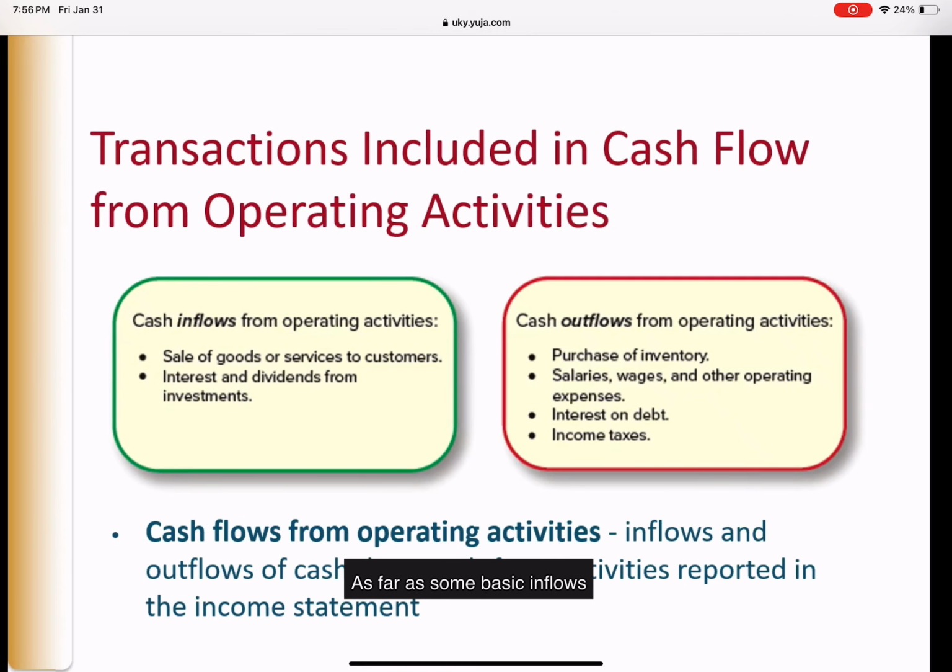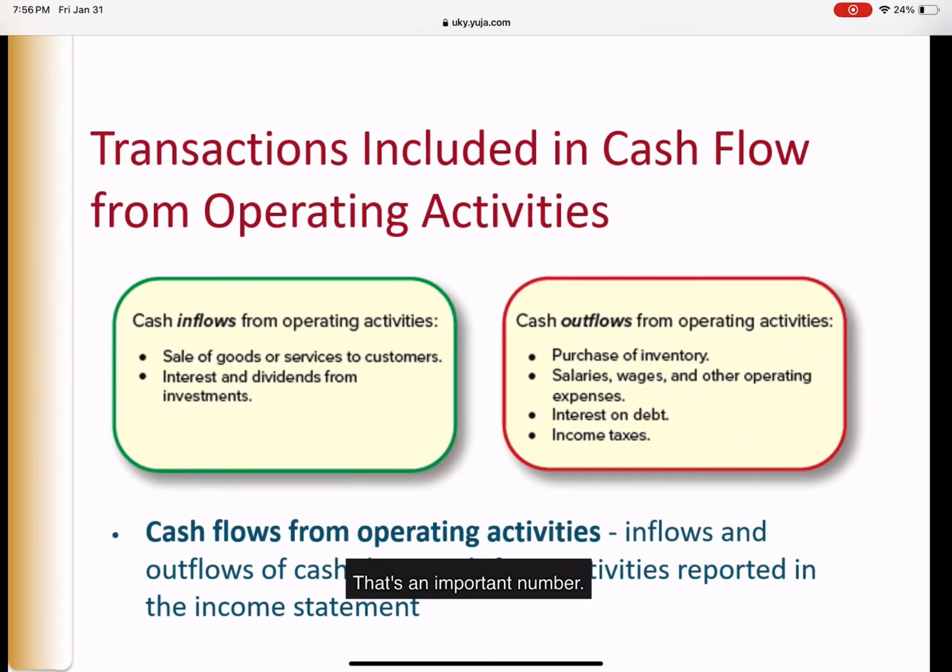As far as some basic inflows from operating activities, let's review those. Sale of goods and services to customers. You might have some interest and dividends from investments. They would go under operating activities, and those would be from investments that you have. Cash outflows, obviously you're purchasing inventory. You're paying out wages and other operating expenses. You have interest on debt. You have income taxes. Those all deal with daily operations.